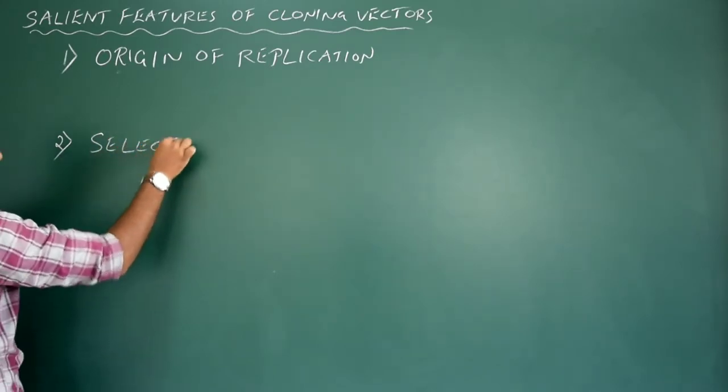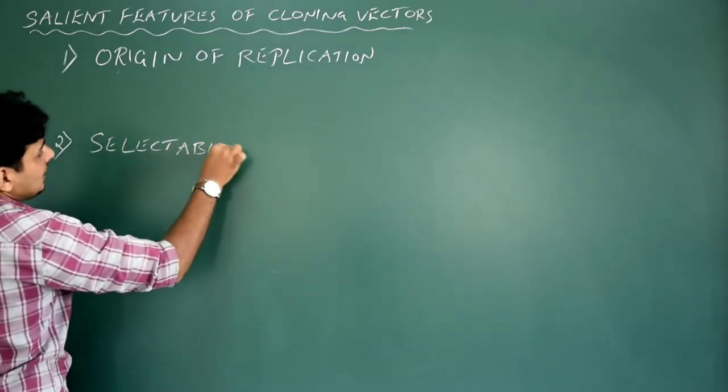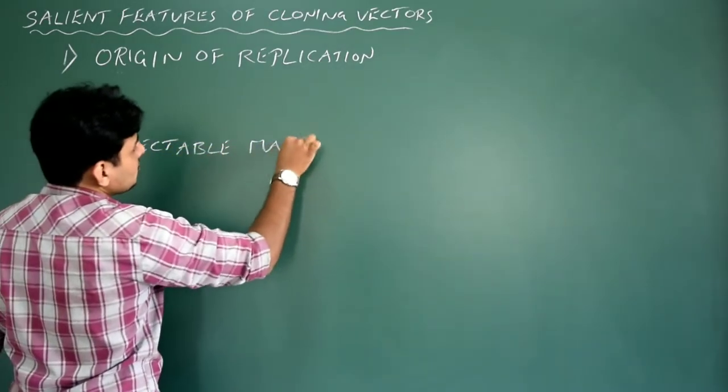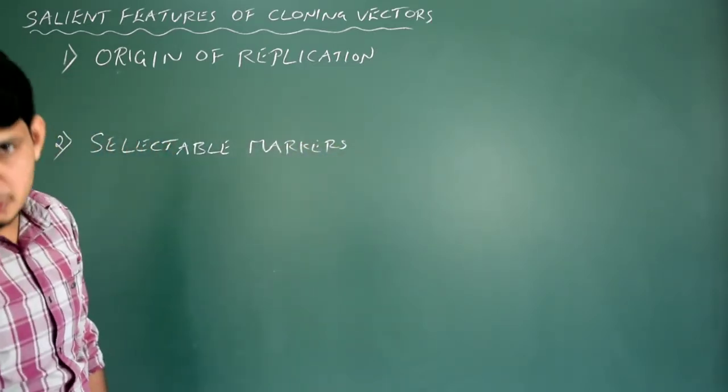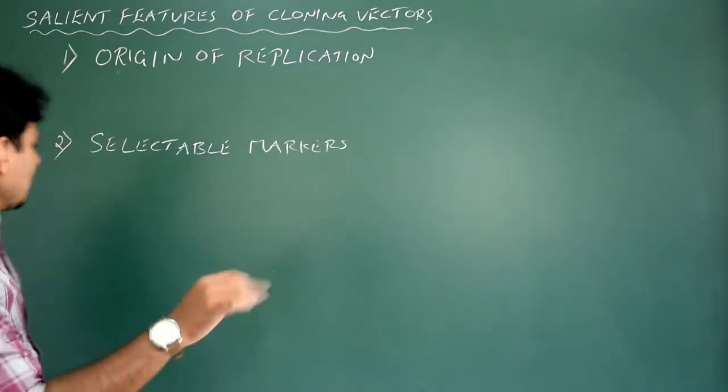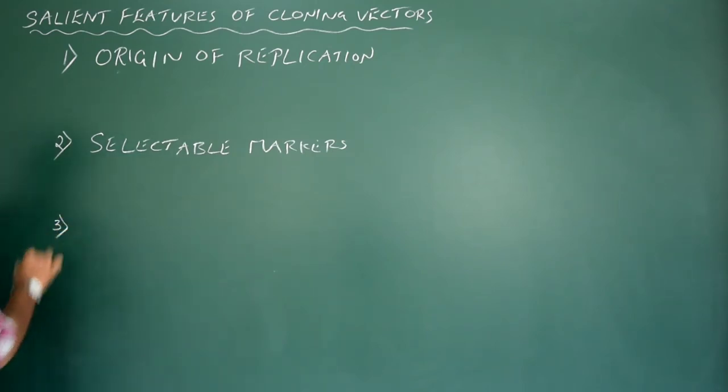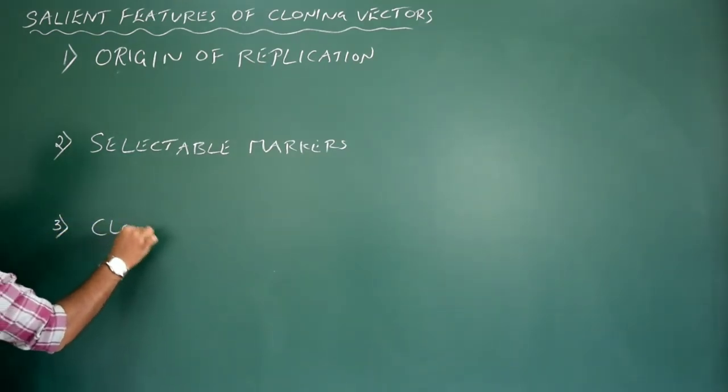The second important property is selectable marker. Very important for board examination. Selectable marker. You may get a question for 2 marks: mention the selectable markers used in genetic engineering or biotechnology. Selectable markers, I explained that. The third one is cloning site.